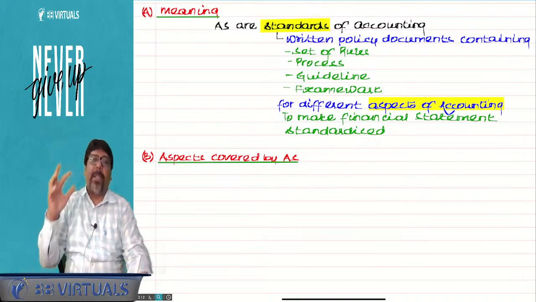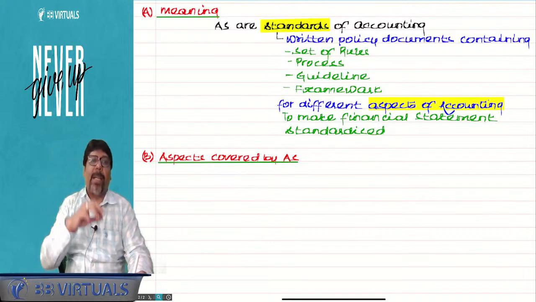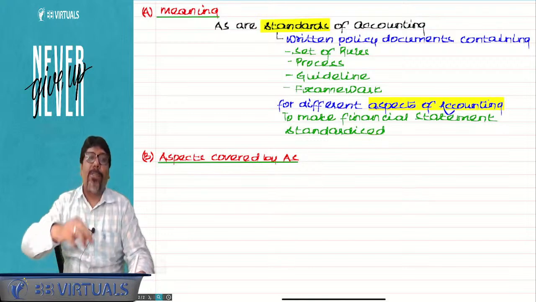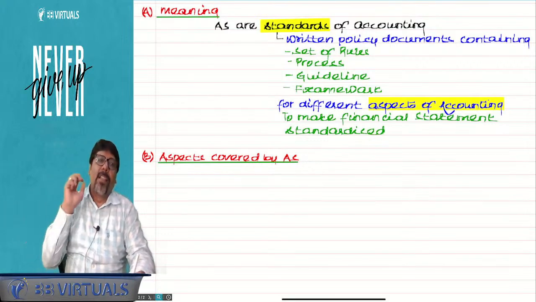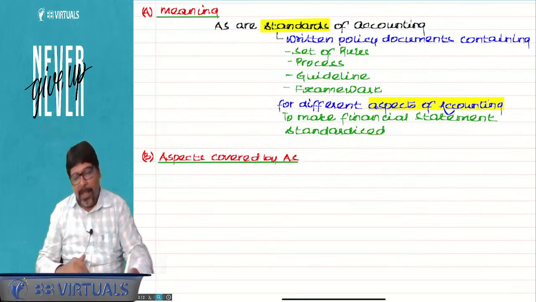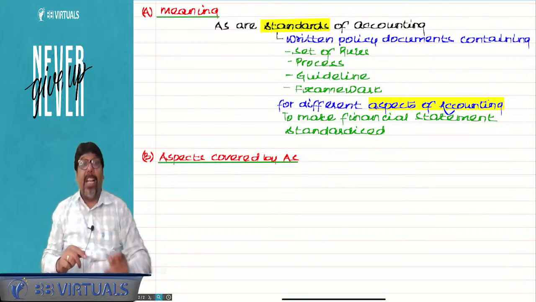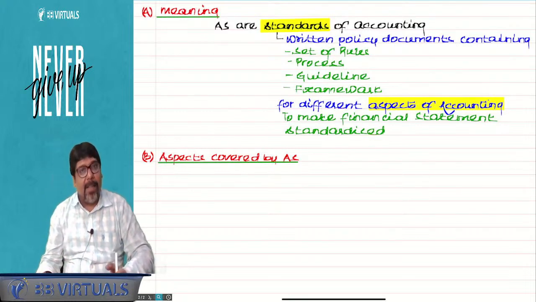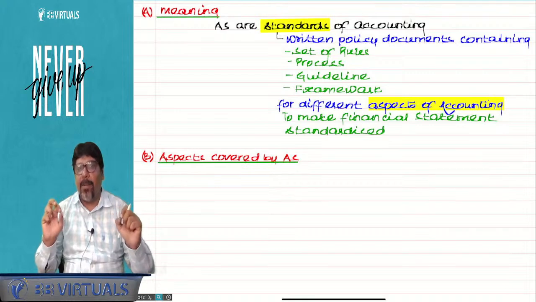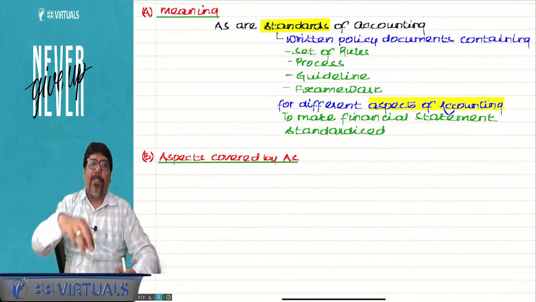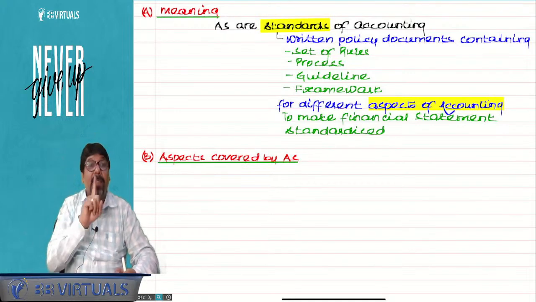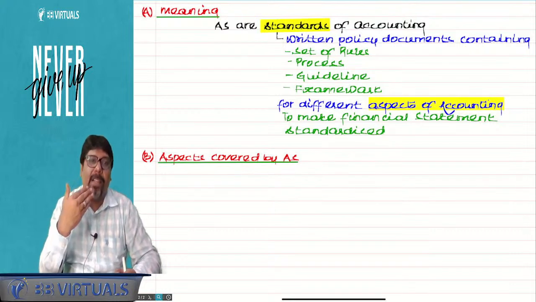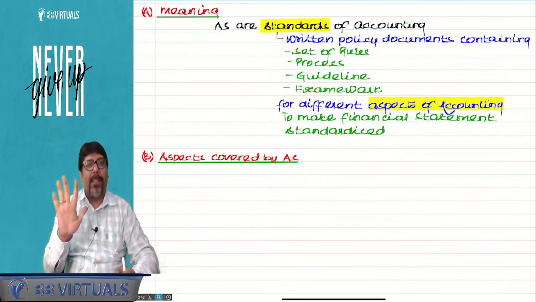Issues covered are PPE, inventory, government grant. So many issues accounting standards cover. Every issue will have so many aspects. Am I clear? So issue and aspects are different things. There are n number of issues. How should we treat depreciation? That is an issue. So we have an accounting standard on depreciation, which we'll talk about later.